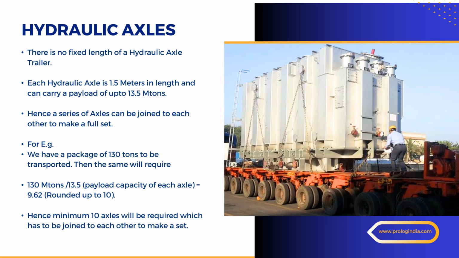Okay, let's look at an example. For example, if we have a package of around 130 tons to be transported, then the same will require 130 metric tons divided by 13.5 metric tons, the payload capacity of each axle. That comes to around 9.62. We round it up, so it comes to 10. Hence minimum 10 axles will be required, which have to be joined to each other to make a set. I hope you guys are getting how we move these hydraulic axles.